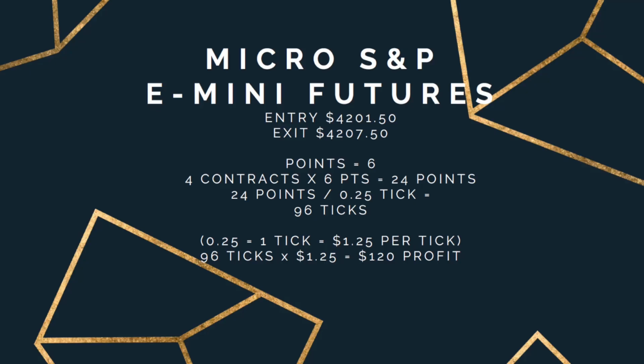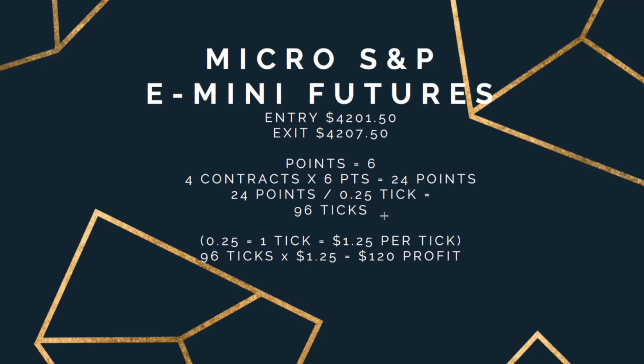The points that I made on my long trade was 6 points. I had 4 contracts. So 4 contracts times 6 points equals 24 points in total. Now, the way you factor ticks can get a little confusing, but I broke it down here to make it just a little bit easier.